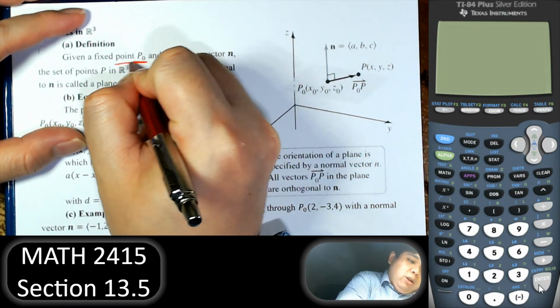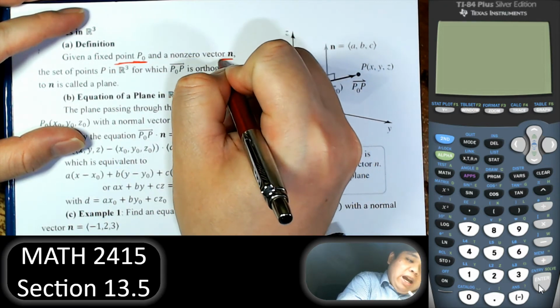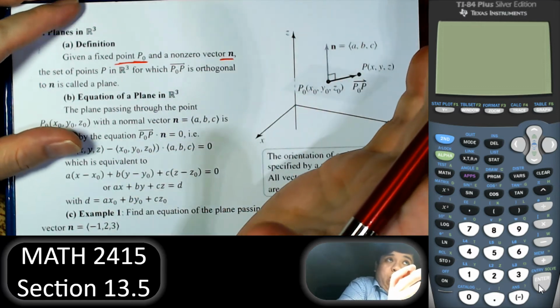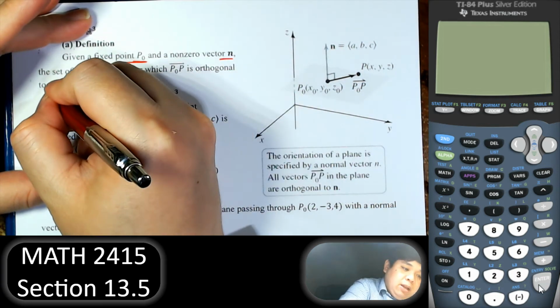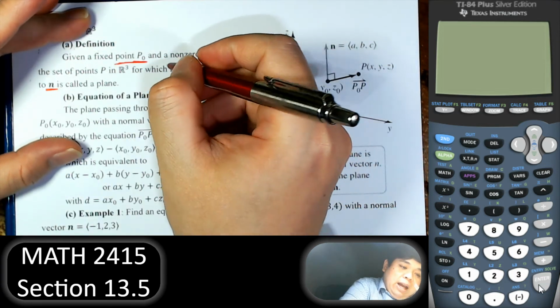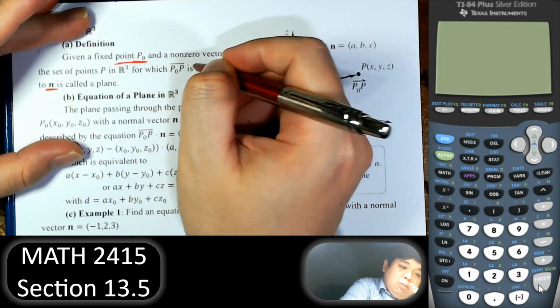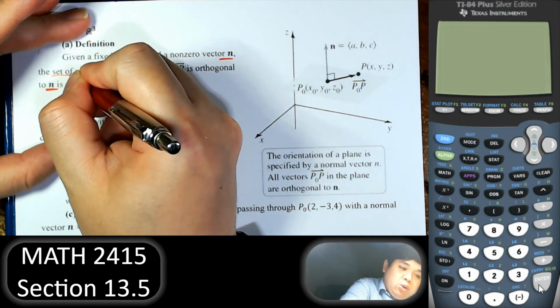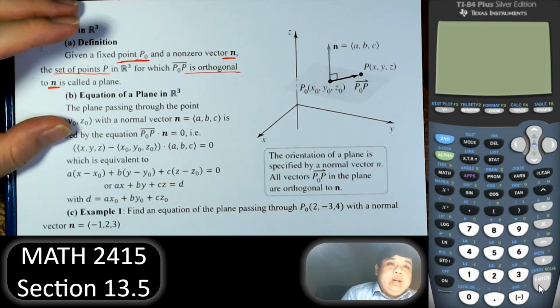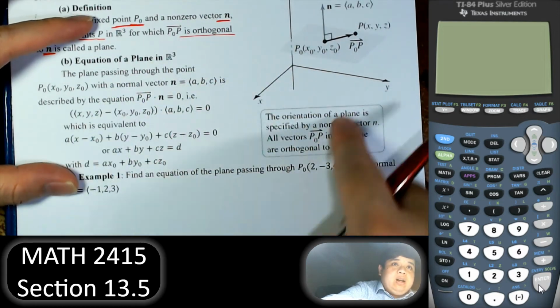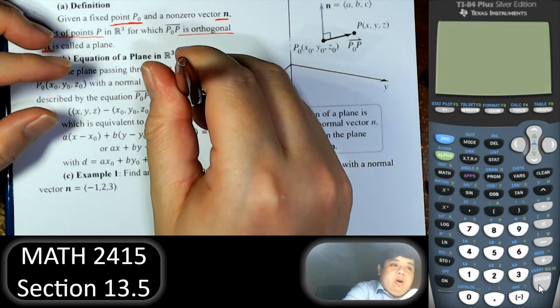We need a point and a vector n. Now this is n, it's not the direction vector anymore. We set n, and any point in the plane is orthogonal to it. So what we need is any point on the plane and the vector orthogonal to it.